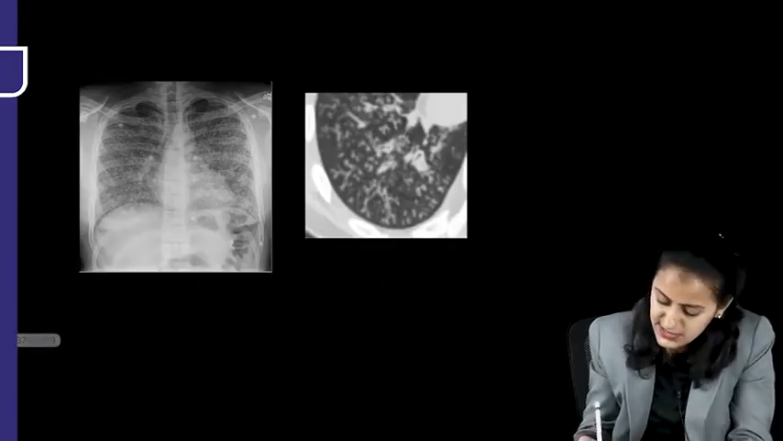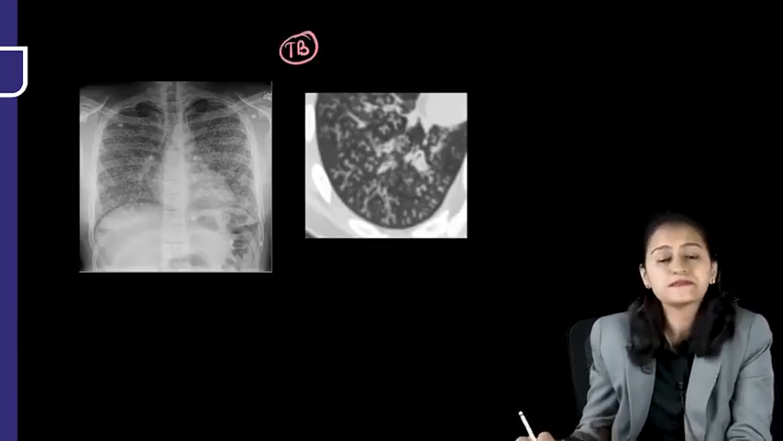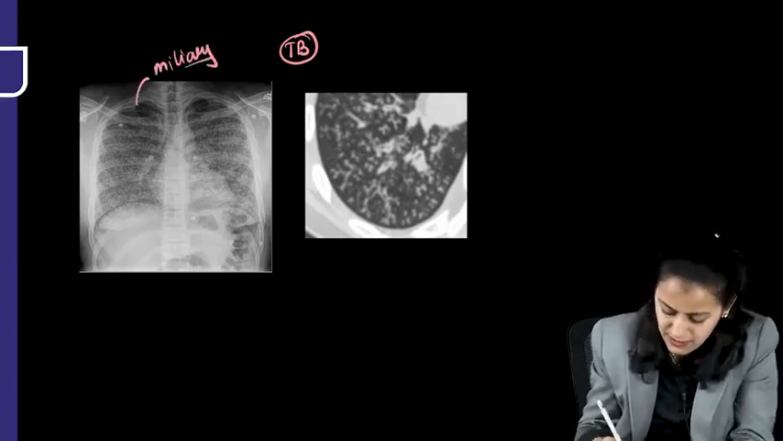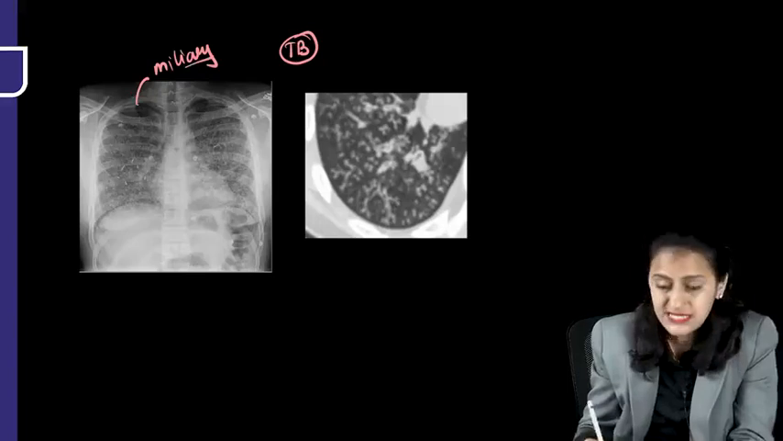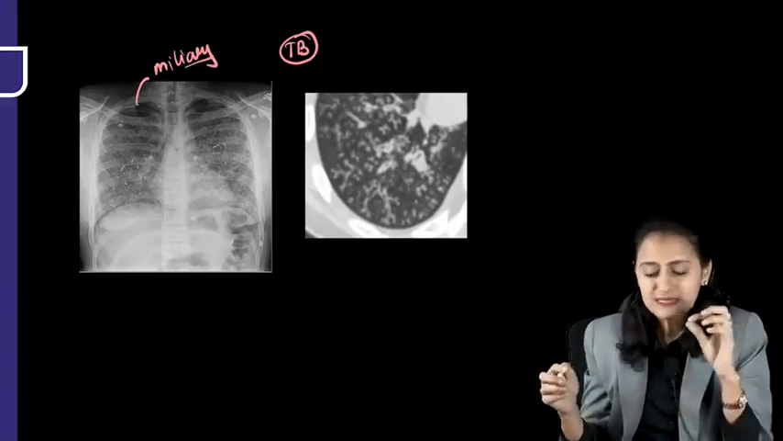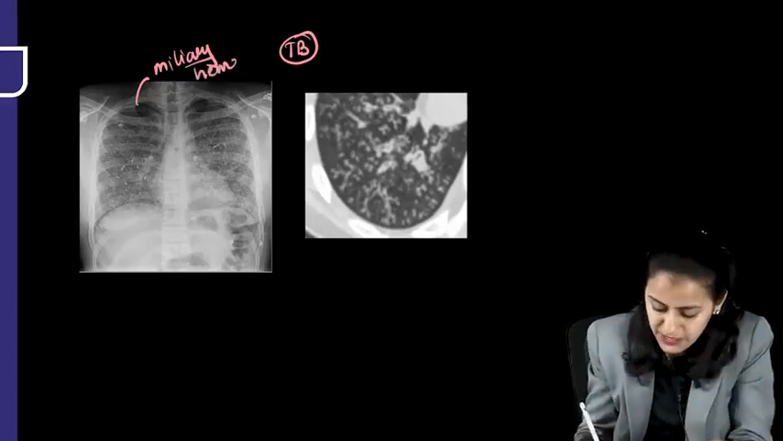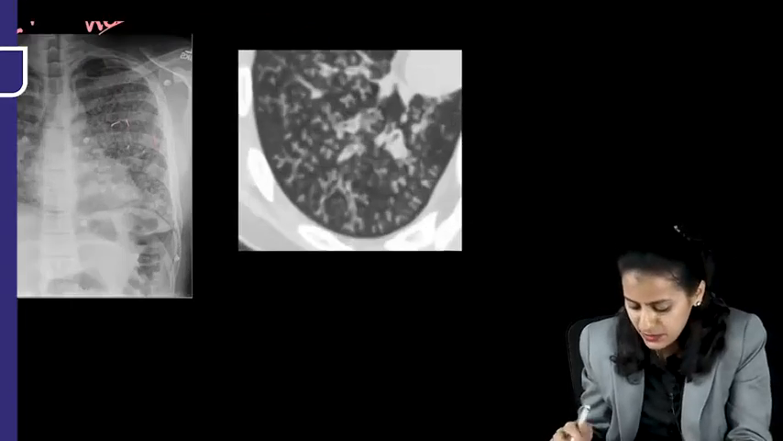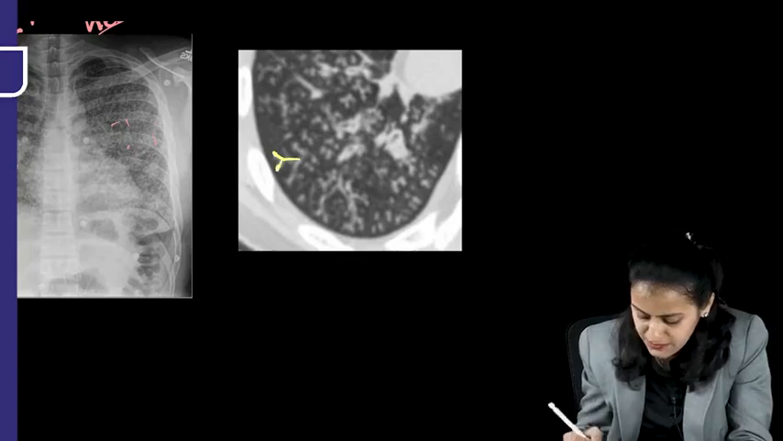What infection is this? This is tuberculosis. Why? Because we are seeing this miliary mottling, multiple tiny dots scattered throughout both the lungs, suggestive of hematogenous spread of the infection. And in the next image, what we are seeing is the tree in bud sign.